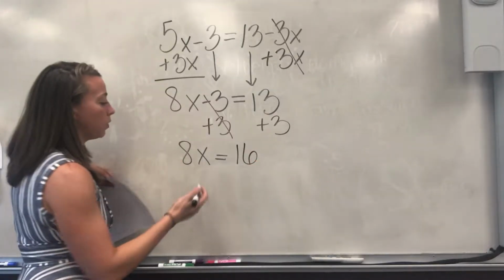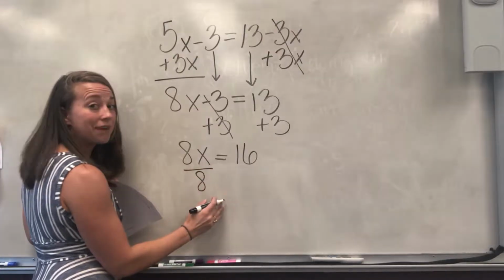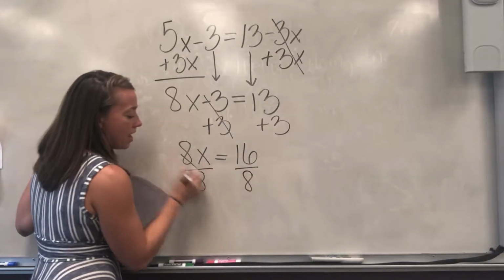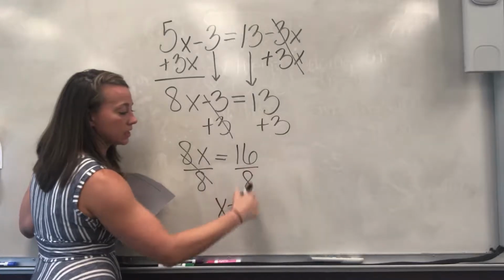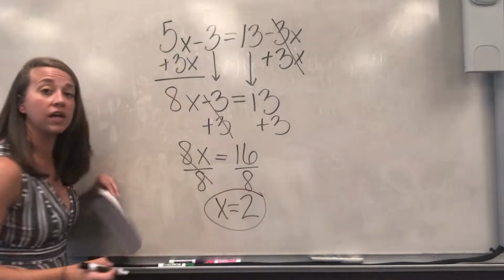From here, we're down to a one-step problem. 8 times x, so the opposite of that would be to divide by 8. And I have x equals 16 divided by 8, which is 2. And that would be my final answer.